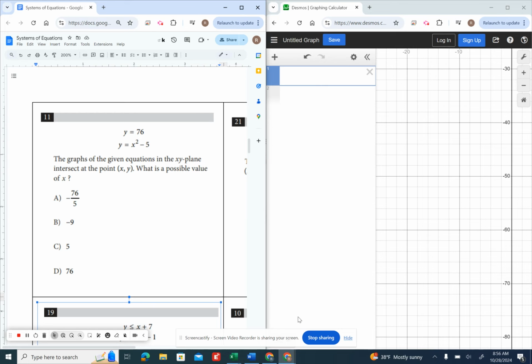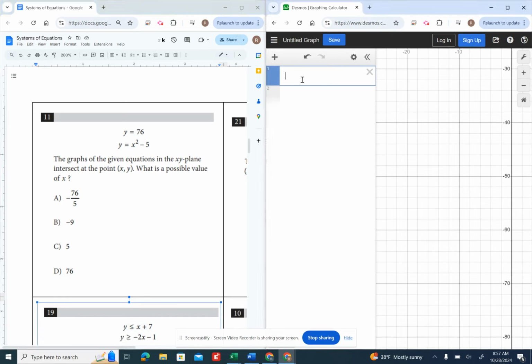So here's one, number 11, y equals 76. Y equals x squared minus 5. It says the graphs of the given equations in the xy plane intersect at the point xy. What is the possible value of x? So I want to find where these two graphs intersect. One is linear and one is quadratic. So this is one that might stump me a little bit as I go to solve it.